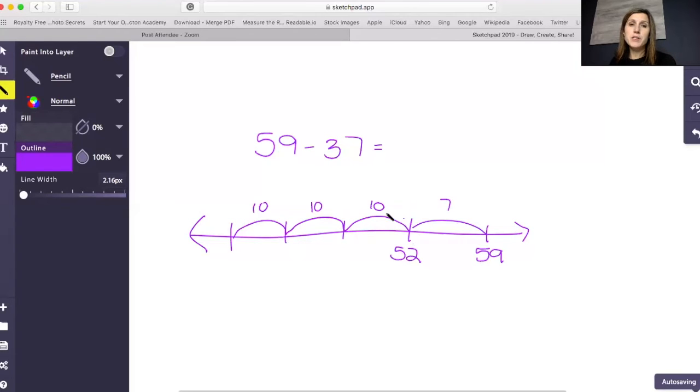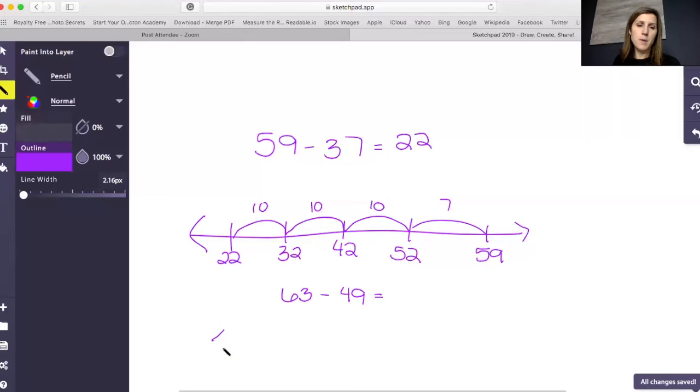So now 52 minus 10 equals 42. 42 minus 10 equals 32, and 32 minus 10 equals 22. So 59 minus 37 equals 22. If I was doing a problem that required regrouping, it would look a tiny bit different, and I'll show you that. So let's say this time I'm going to have 63 minus 49.